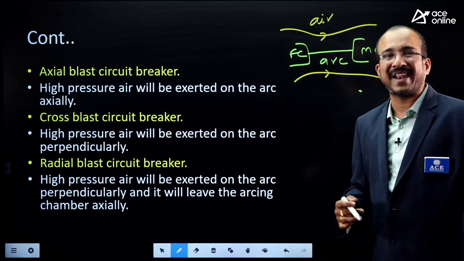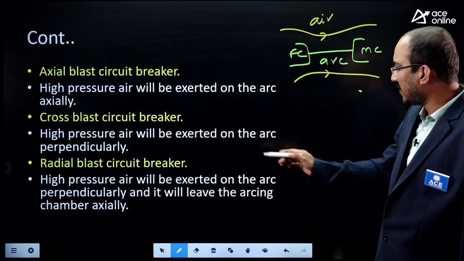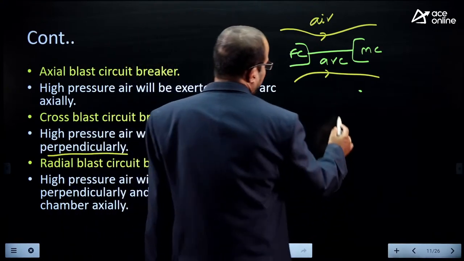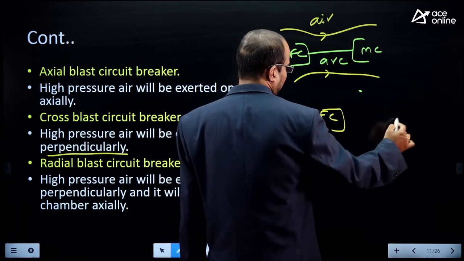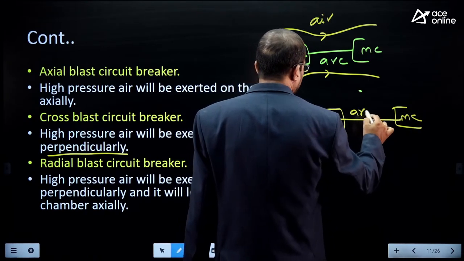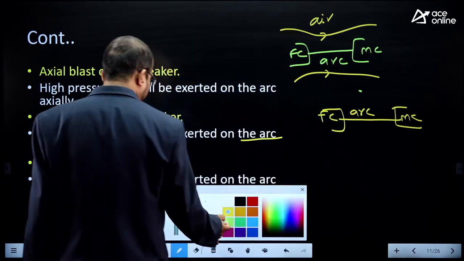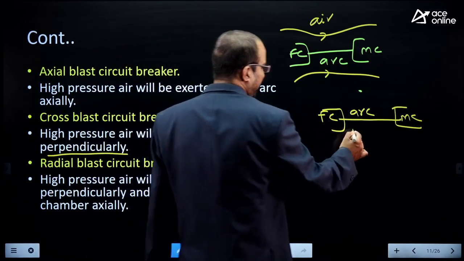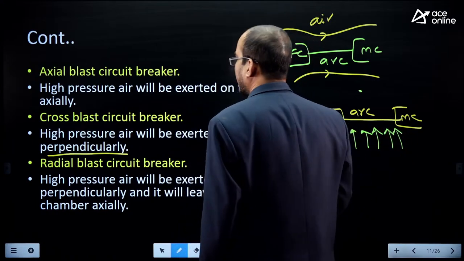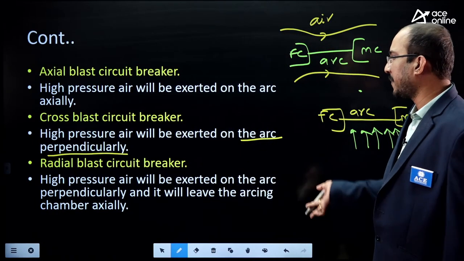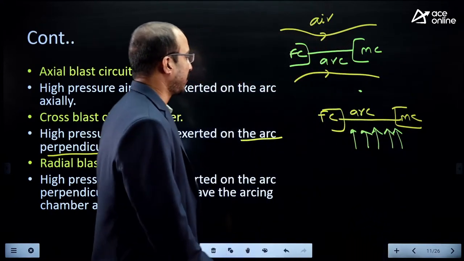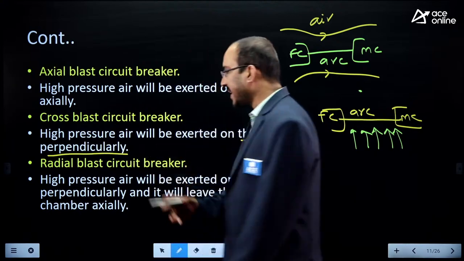Now, coming to the cross blast circuit breaker. High pressure air will be exerted on the arc perpendicularly. If you observe the cross blast circuit breaker, between the fixed contact and moving contact, there will be formation of what? Arc. Here, high pressure air will be blasted in a perpendicular direction. High pressure air will be exerted on the arc in a perpendicular direction. That is in case of what? Cross blast circuit breaker.